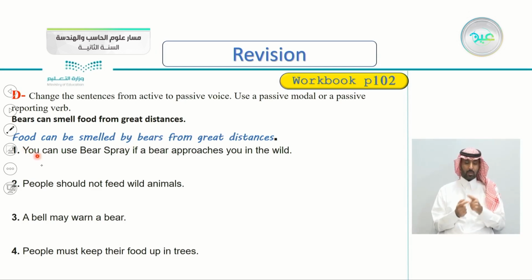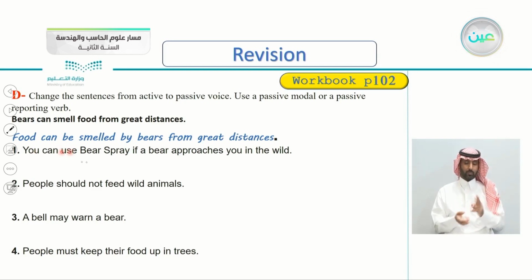So number one, you can use bear spray if a bear approaches you in the wild. You can use bear spray, begin with the object. You can use bear spray if a bear approaches you in the wild. So how do we answer this one?